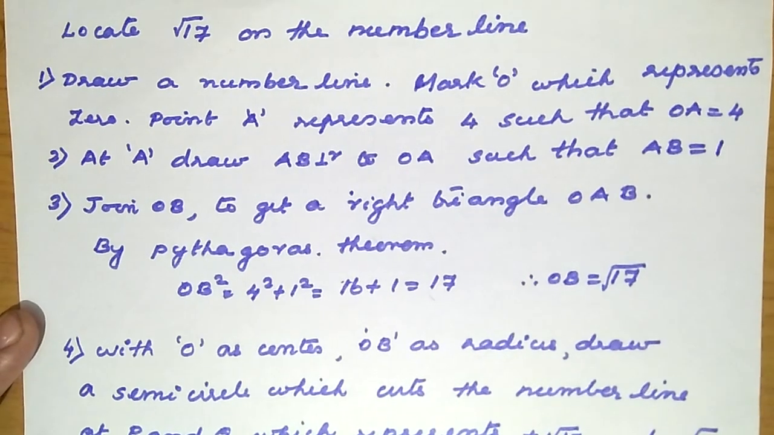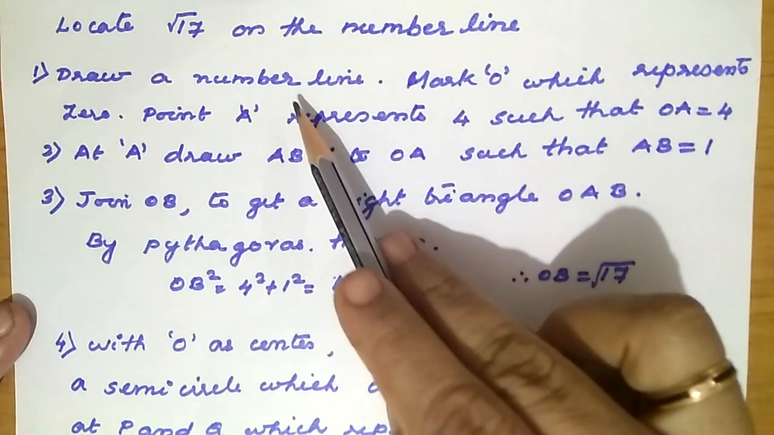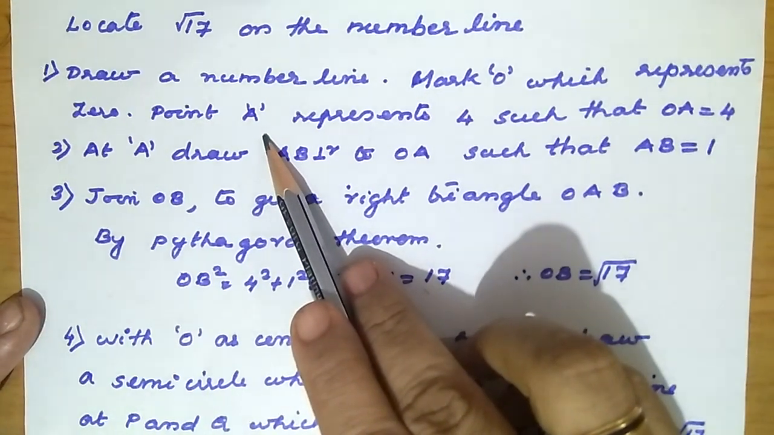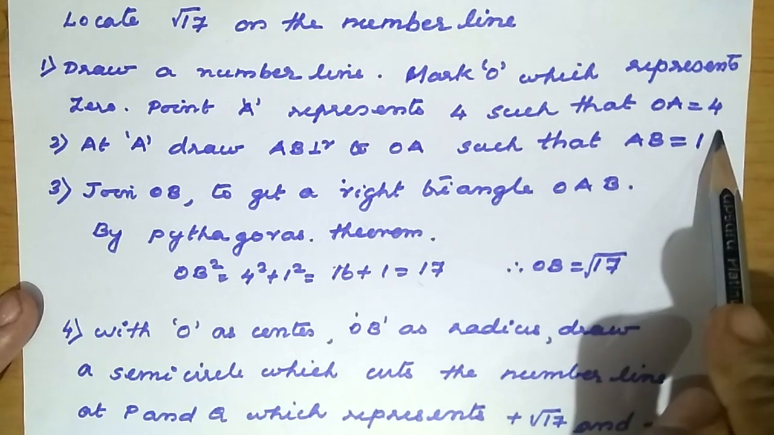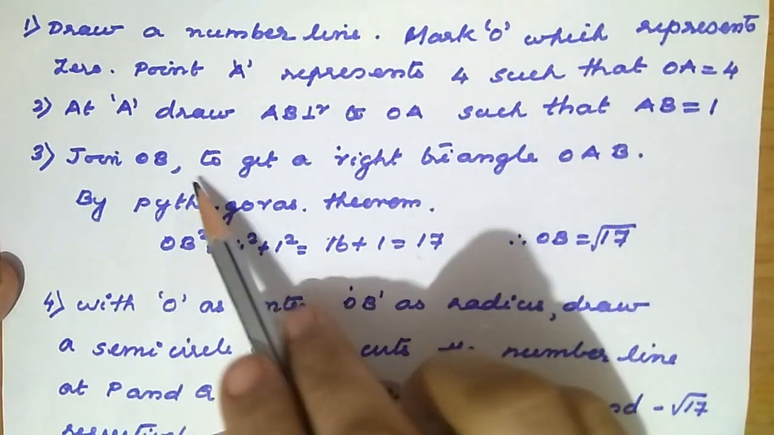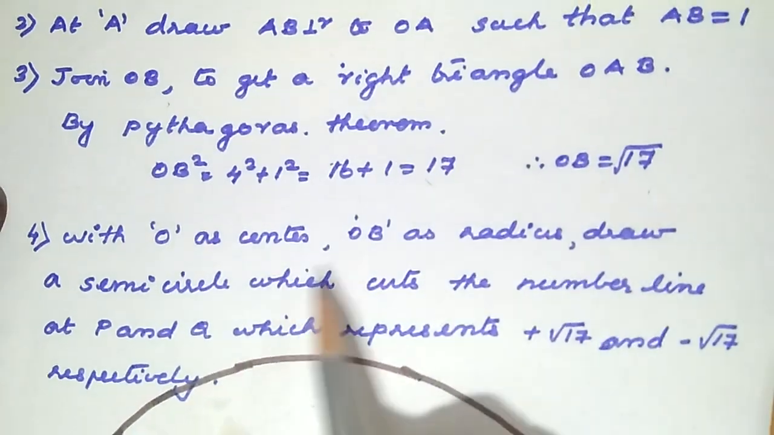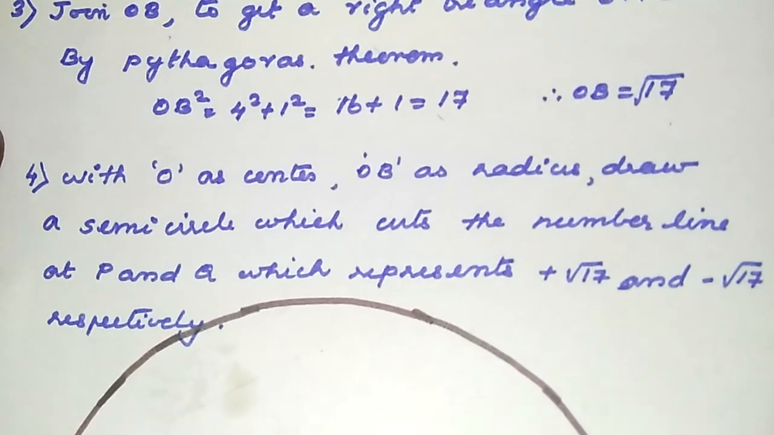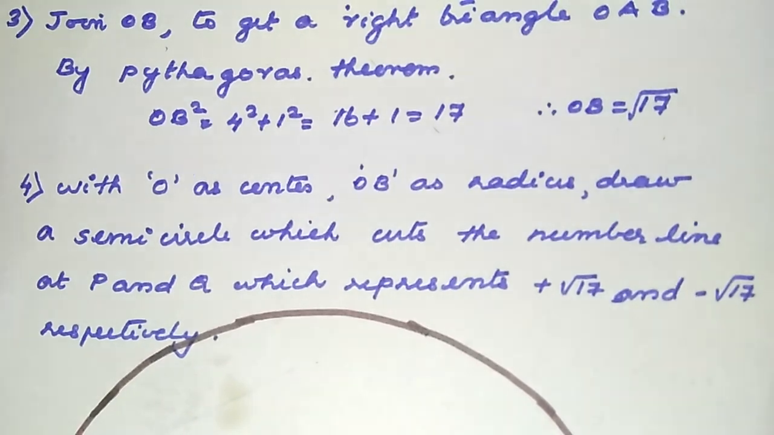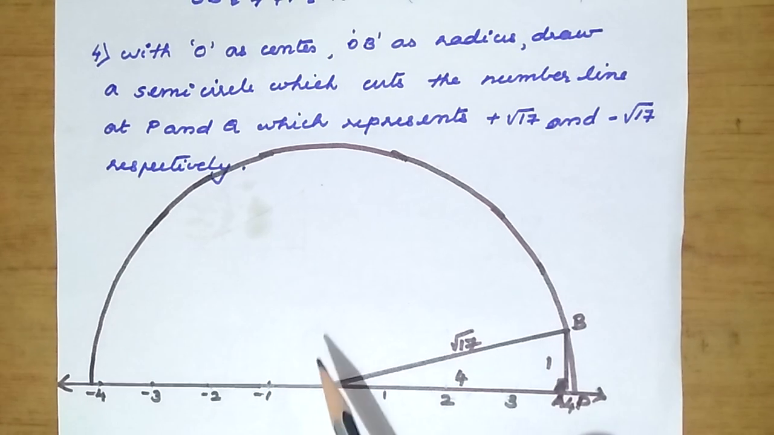Finally, I am reviewing the last question once again. Locate root 17 on the number line. Again, the steps continue like this. First, you have to write the steps. Draw the number line, mark O. Again, find A such that OA equals 4. Then draw the perpendicular AB equal to 1 centimeter. Again, join OB to get the hypotenuse. The hypotenuse length is root 17. With O as center and OB as the radius, draw the semicircle. What you have studied in the last 3 sums, 3 constructions, is the same here also. And your diagram or construction will be like this.